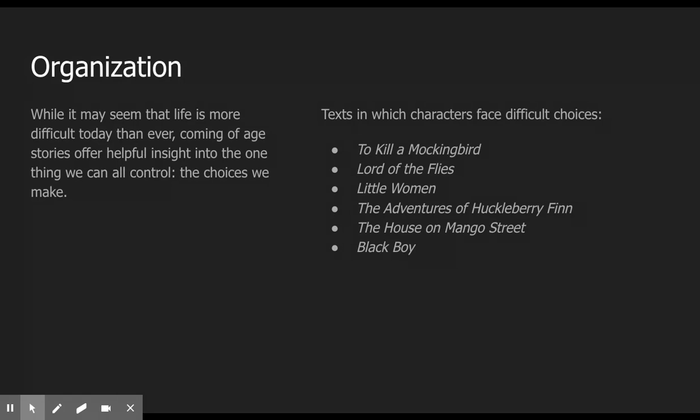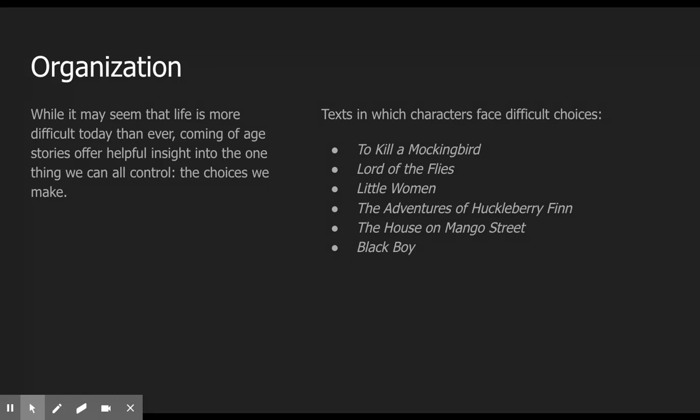First, I'm going to pull a list of texts. There were, remember, 8 or 9 initially. Now I'm down to 6 that I know off the top of my head. Maybe these are the 6 I read, if there was a list of choices. Either way, these are texts in which characters face difficult choices. So I've got some evidence to work with.